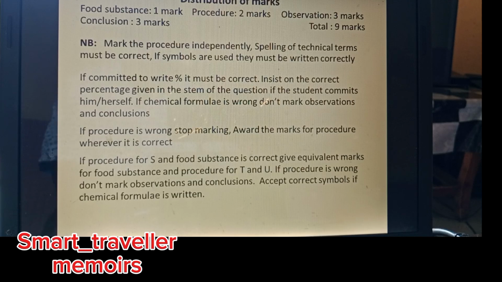If procedure is wrong, stop marking. I want the mark for procedure when it is correct. If procedure for S and the food substance is correct, give equivalent marks for food substance and procedure for T and U. If procedure is wrong, don't mark observations and conclusions. Accept correct symbols if a chemical formula is written.